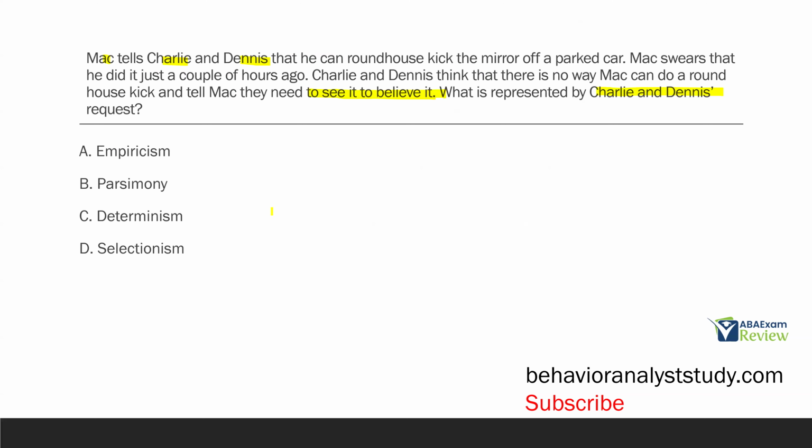What about determinism? Determinism says the universe is lawful and orderly and things happen for a reason. Charlie and Dennis are not questioning the deterministic nature of the behavior. And then selectionism is that behaviors are chosen by consequences or by genetics down the line. It's not a selectionism issue. We're not looking at operant selectionism or consequence-maintained behavior, anything like that. Charlie and Dennis are simply saying, we want to empirically validate that Mac can do this roundhouse kick before we believe Mac that he can do that roundhouse kick.